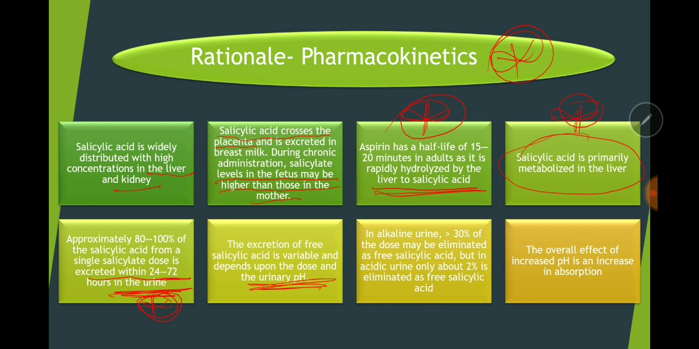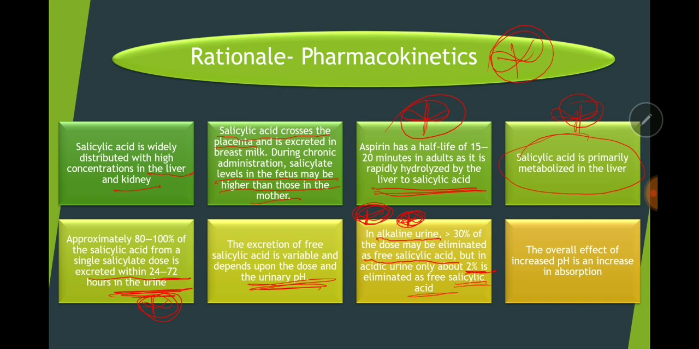All right. Let me go slow here. So in alkaline urine, over 30% of the dose of aspirin may be eliminated as free salicylic acid. So in alkaline, over 30% is excreted as free salicylic acid. But in acidic urine, only 2% of the aspirin is eliminated as free salicylic acid.